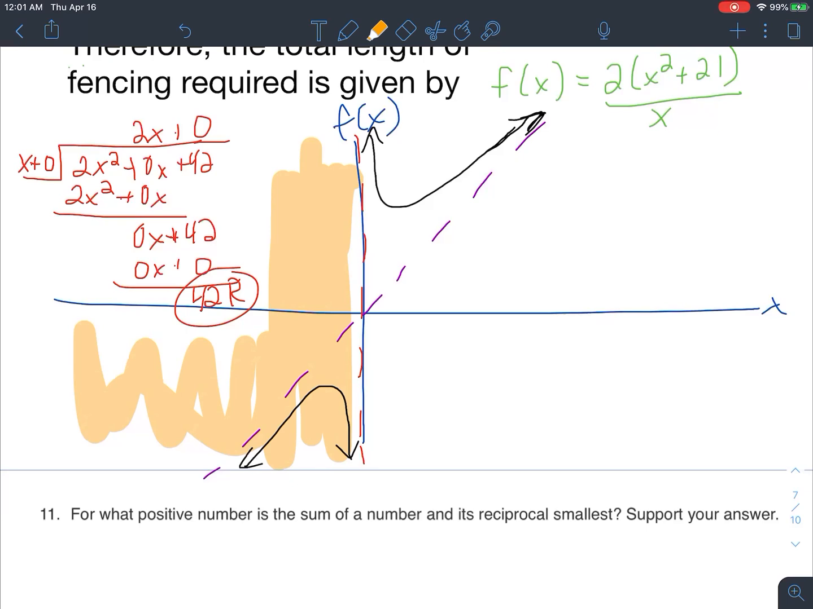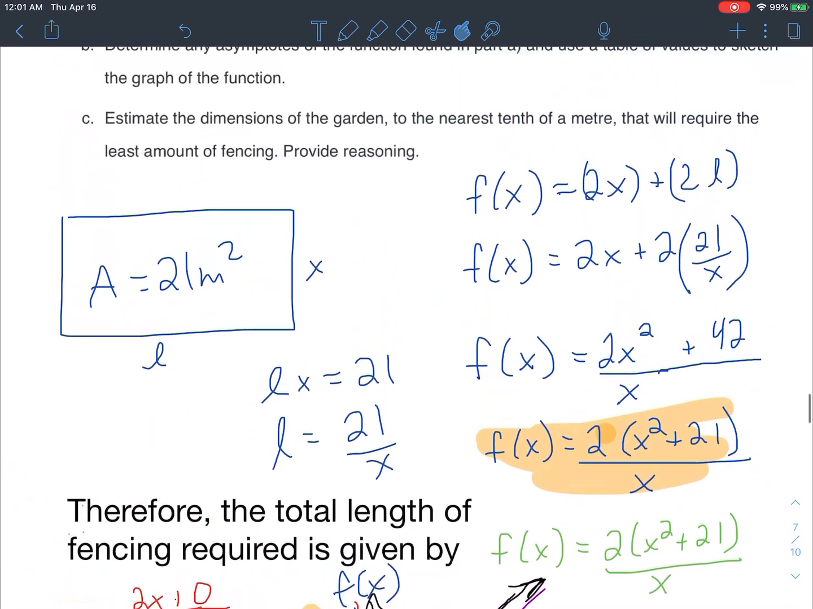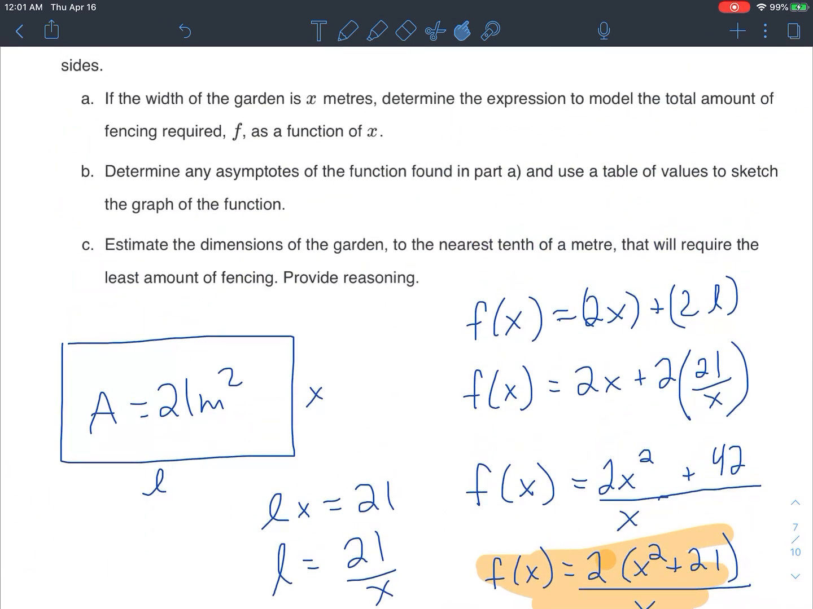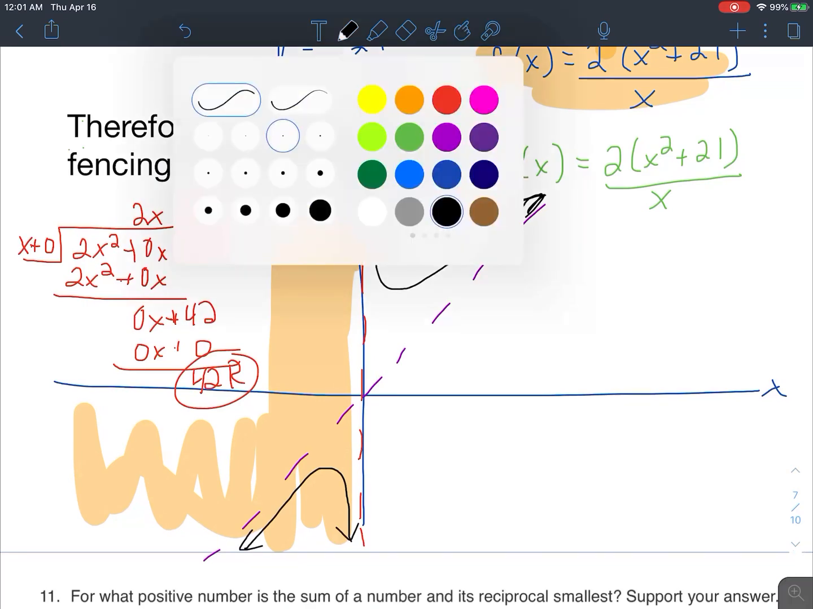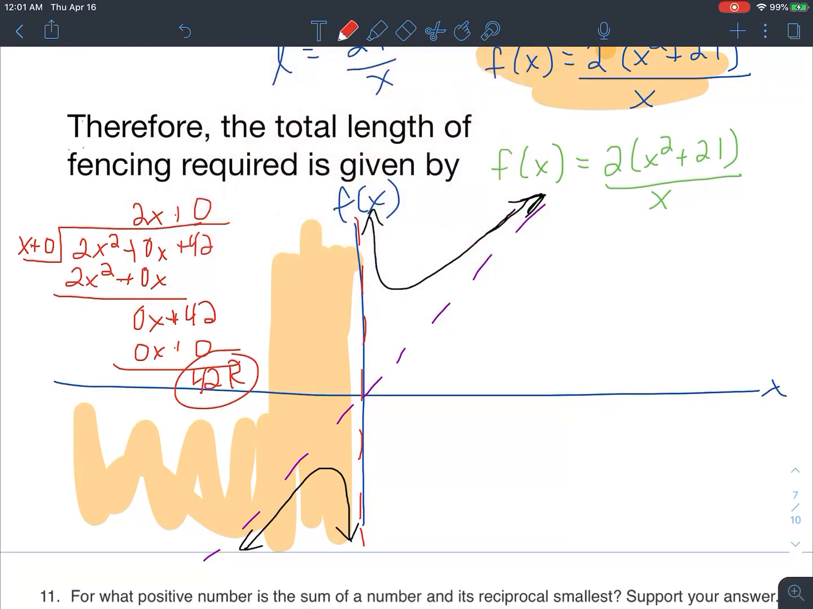Alright, so here you go, and we need to estimate the dimensions of the garden to the nearest tenth of a meter that will require the least amount of fencing. Provide reasoning. And it says determine any asymptotes of the function and use a table of values to sketch the graph of the function. So I really kind of cheated by not using a table of values, and it nipped me in the butt because it's hard to really tell where this bottom part is without a little bit of calculus, right? So let's test out some numbers.